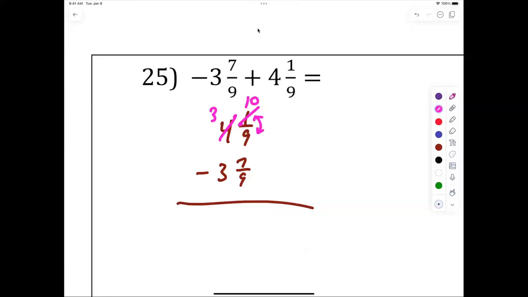3/9. Yes, 3/9 is correct. However, 3/9 can reduce to what? That is not a good answer. Yes, 1/3. Now, is it positive or negative? Positive. You are great. That's it. 1/3. Feeling good about it. Hopefully you're understanding now better how to borrow.